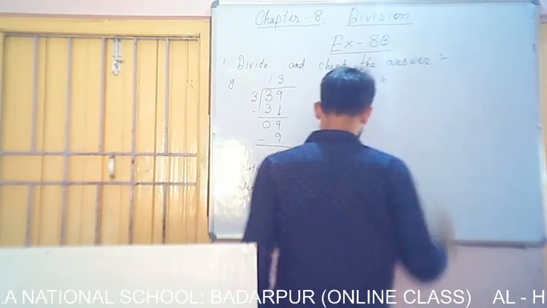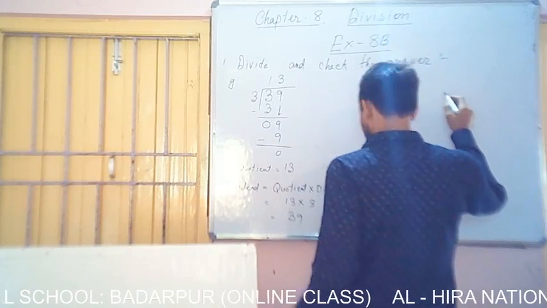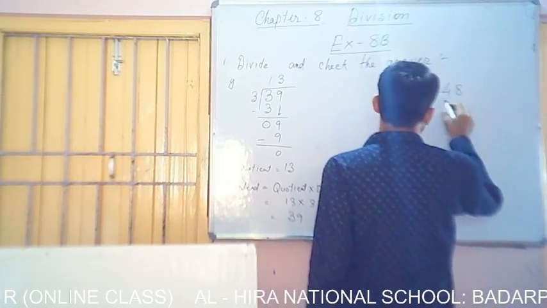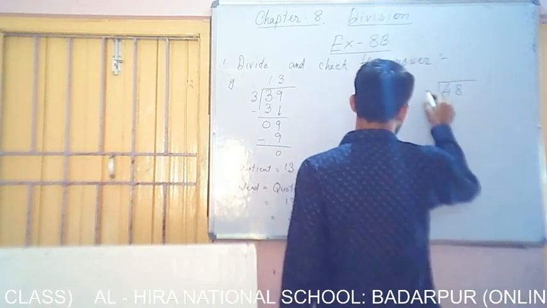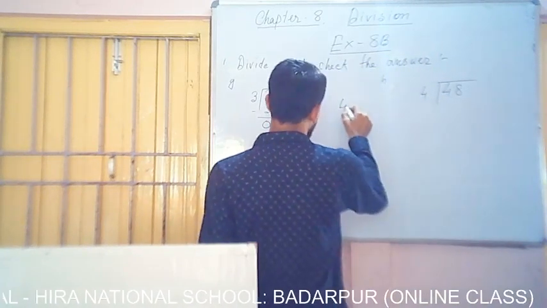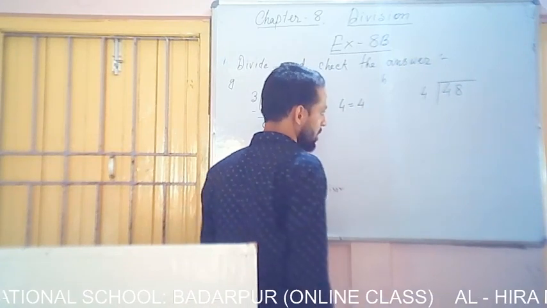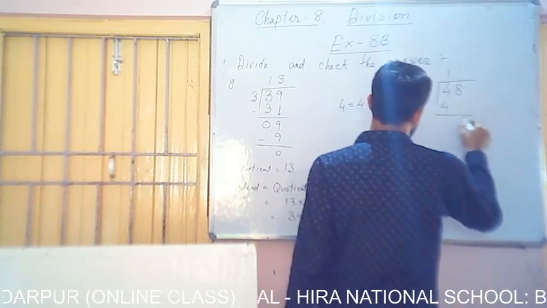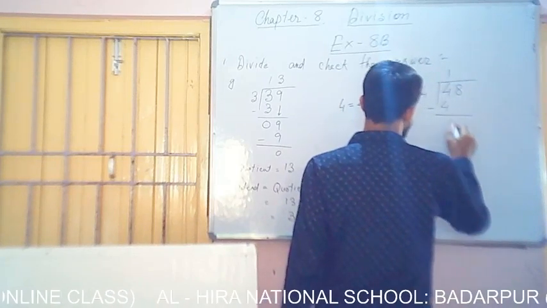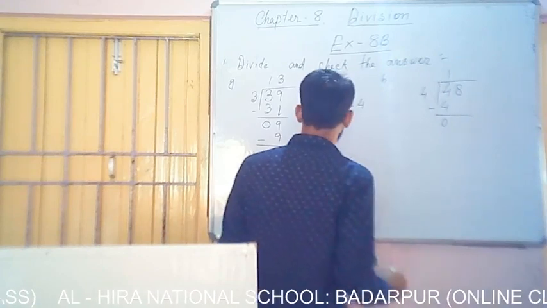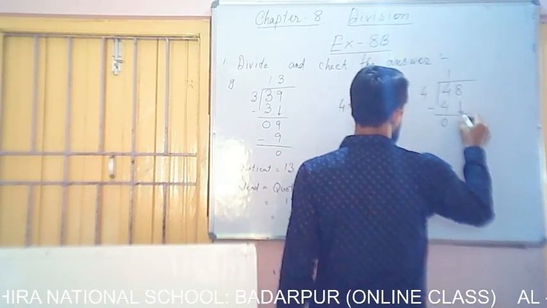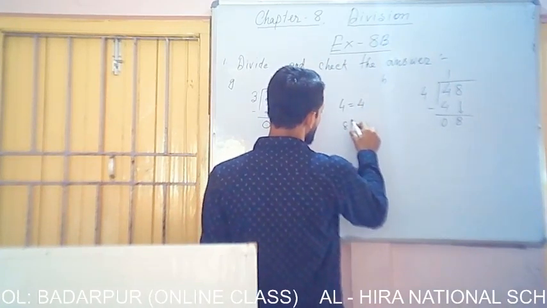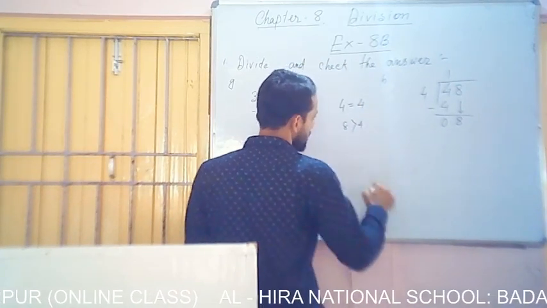Now question number H. Question number H is 48 divided by 4. Here the dividend and the divisor both are equal. That means we can divide easily. So 4 multiplied by 1 equals to what? 4. After subtracting the tens place we will get 0. Now bring down 8 ones. So here we can see 8 is greater than what? 4.